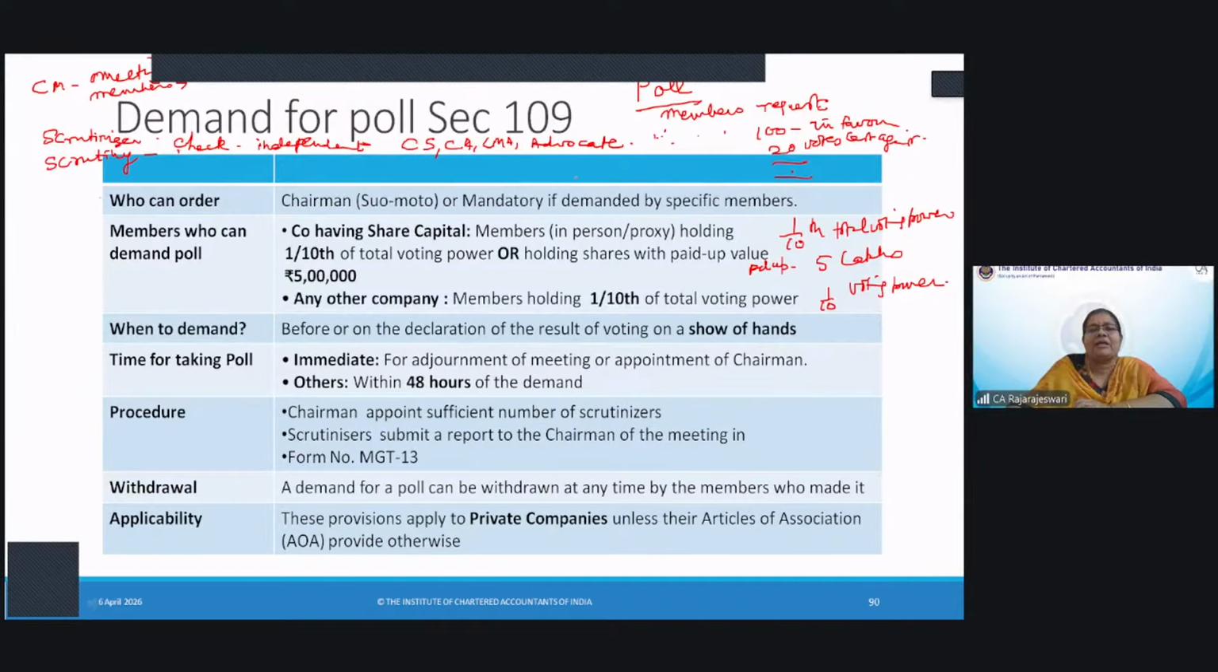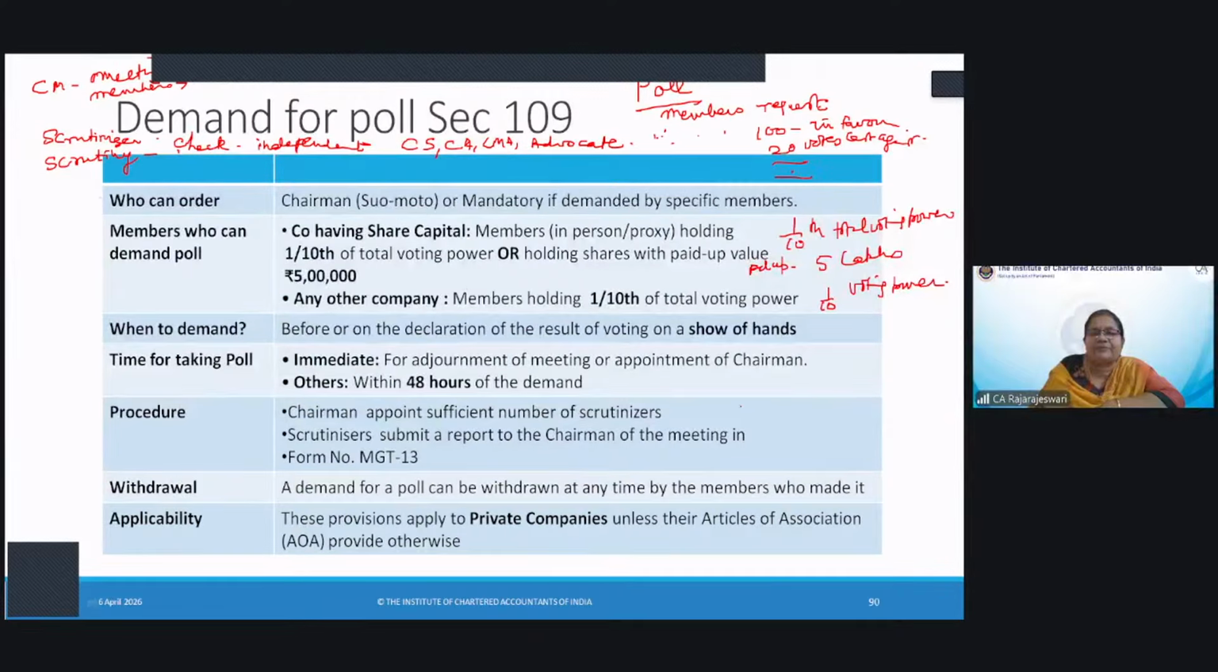So that work is entrusted to a scrutinizer, but he should be an independent person. He should not be a shareholder. He should not be connected in any way with the company. Suppose my brother is a shareholder, I cannot act as a scrutinizer. Or my relative is a CEO of that company, so I will give the result in favor of that company. That is not possible. So only an independent person can act as a scrutinizer.